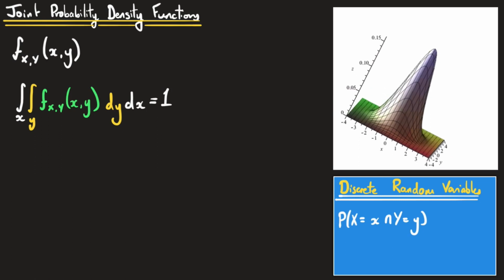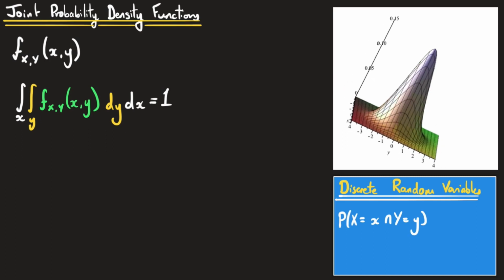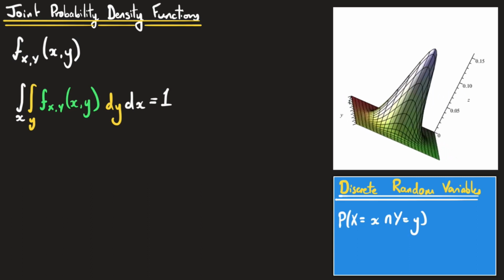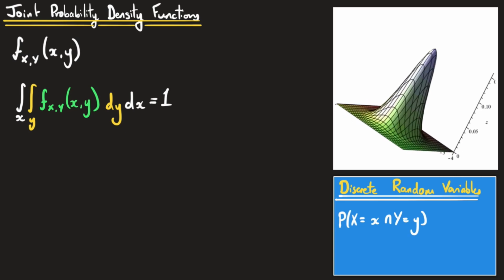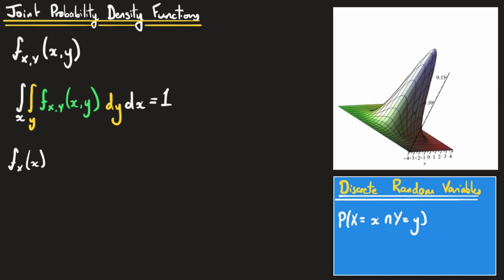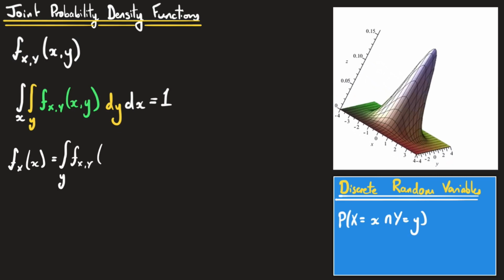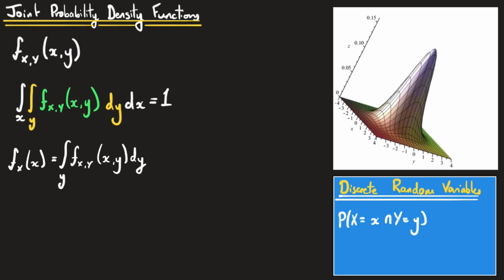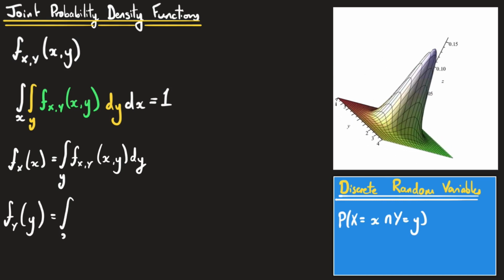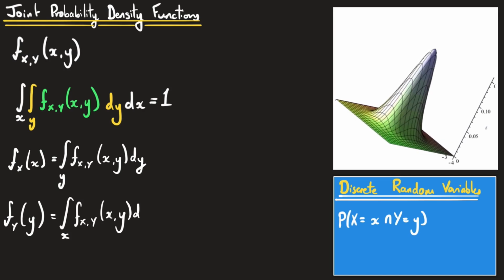Now we can apply exactly the same sorts of rules as we did with discrete random variables. If we want to find the probability density function of x, what we do is we hold x constant and we add up all of the possible probabilities across all of the possible ranges of y. That is, the probability density function of x is just equal to the integral over the full range of y of our joint probability density function. Similarly, if we want to find the probability density function of y, this is just the integral over the full range of x of our probability density function, integrated with relation to x.